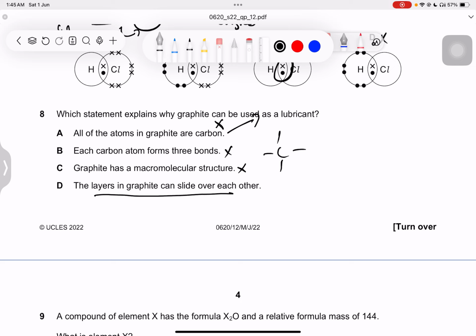The layers can slide over each other. Yes, because when they can slide, they can move. So it is a lubricant, making the substance in which it is to move easier.